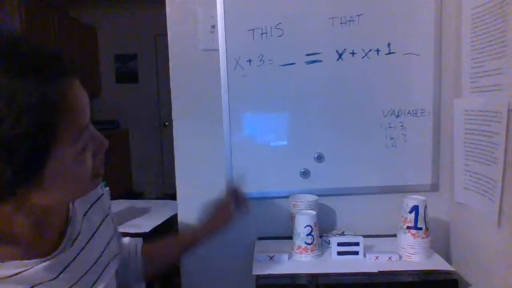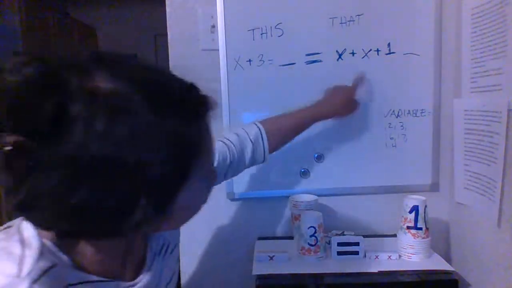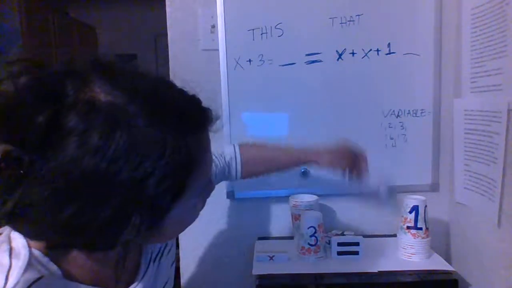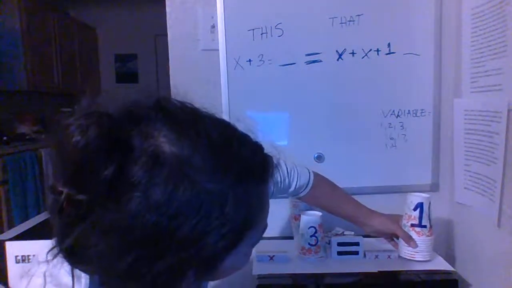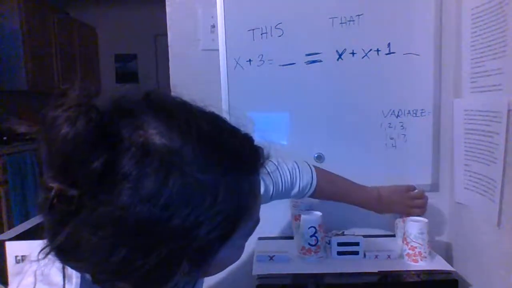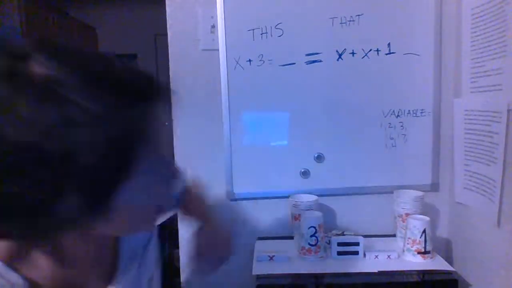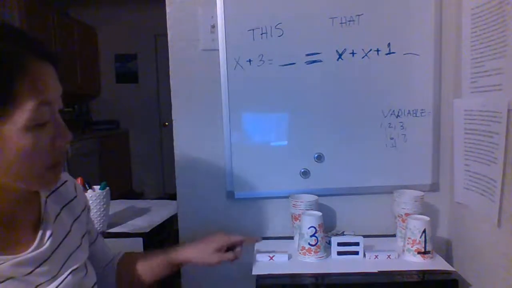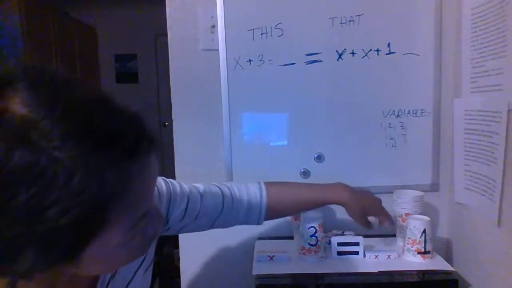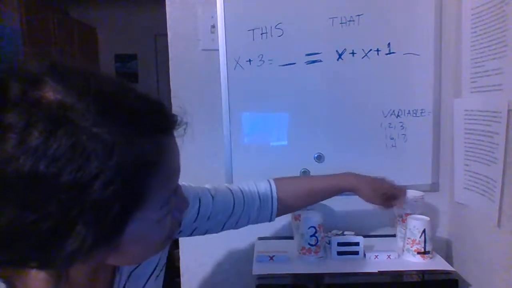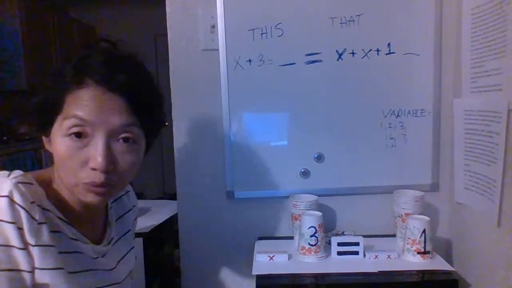So we have x plus 3. We have x plus 3 is equal to 2x's, which we already have set up right here, plus the number 1. Okay, so we just need to find the number 1 cup. There we go. See the number 1 cup. So this is actually our sentence, right? We have x plus 3 is equal to x plus x plus 1. Okay, and what we need to find out is to see if this is true.